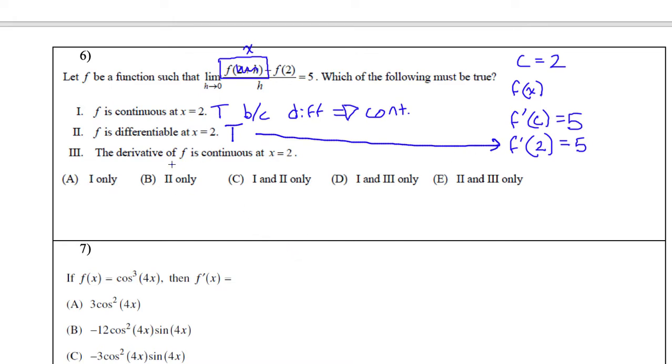And 3, the derivative of f is continuous at 2. Well, this is a little bit different. It's saying that the derivative is continuous. Not that f is continuous, but that the derivative is continuous. And we don't know that. We don't know if the left limit and the right limit are equal to each other. This is true by the differentiability test, where it's kind of like the continuity test, where you do the limit, I should say, the left slope equals right slope equals the actual slope.